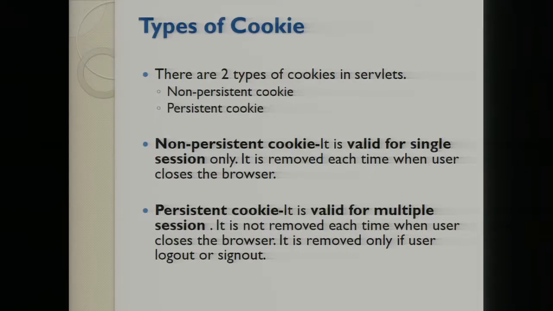Okay, what are the types of cookies? There are mainly two types of cookies: non-persistent cookie and persistent cookie. Persistent means permanent, in another sense. The non-persistent cookie is valid for a single session. It will be valid for only a single session, and it is removed each time when the user closes the browser.